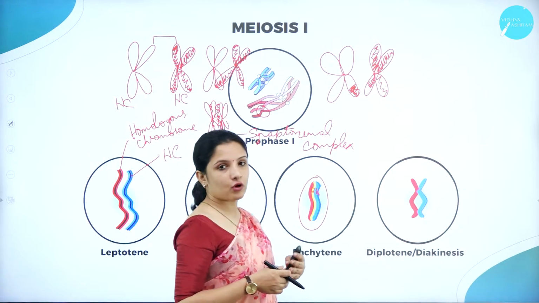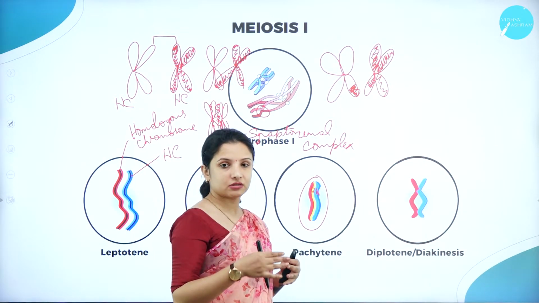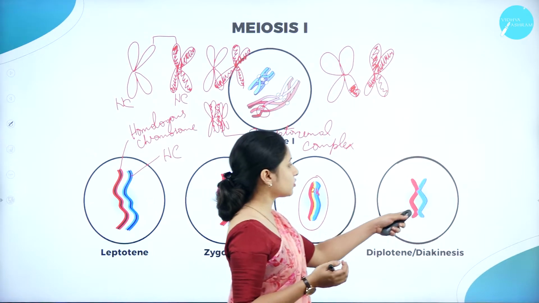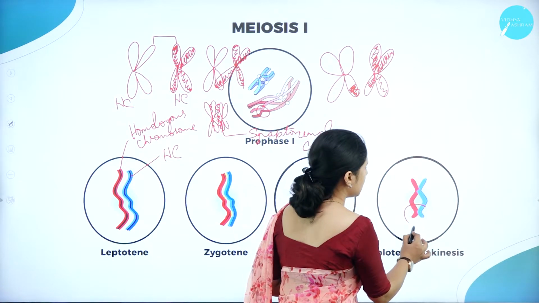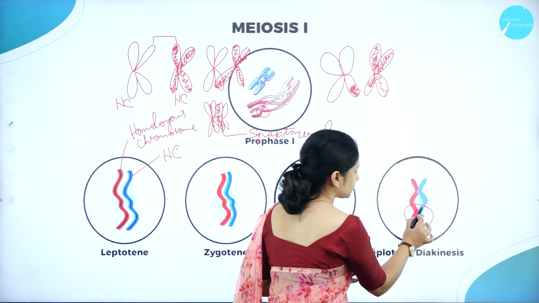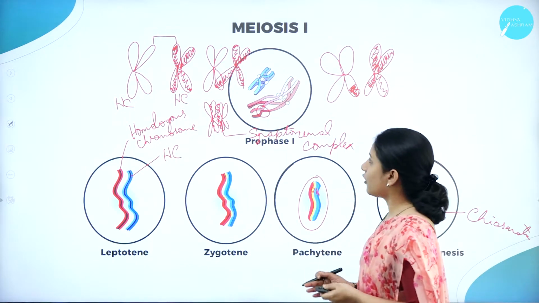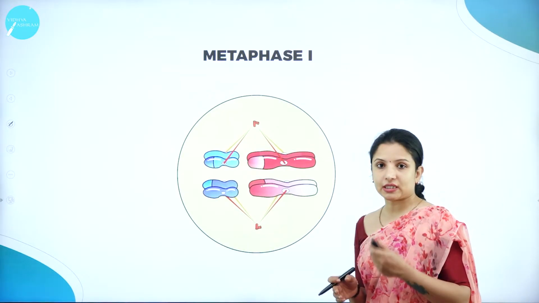In the diplotene, what happens here is that the synapsis will break, right? So those chromosomal arms which have crossed over will get separated. Can you see here? It looks like an X. Now, after the formation of all these, it will enter into metaphase 1.